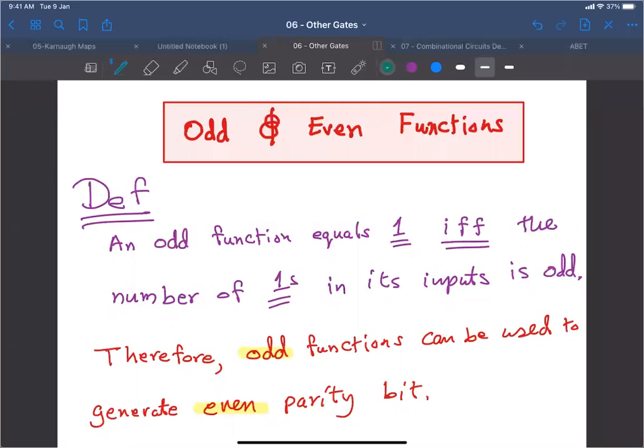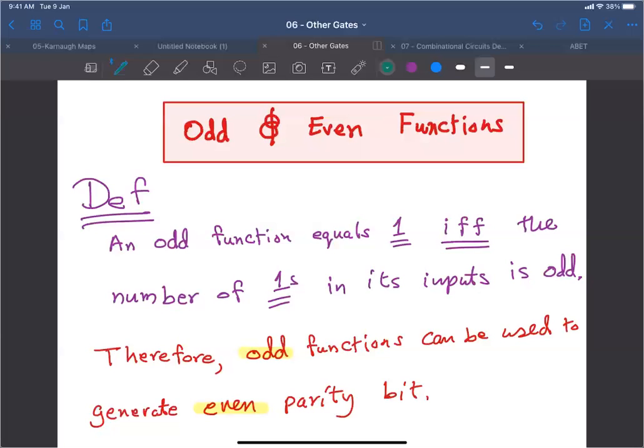An odd function. Boolean functions usually are very easy to define because they are either 0 or 1, so we can define them by identifying the ones of the function. An odd function equals 1 if and only if the number of ones in the input is odd. So you have an odd number of ones in the input, and the output becomes 1. So the total number of ones of the inputs plus the output is even, because odd plus 1 is even. So odd functions can be used to generate an even parity. That's the reasoning for this sentence here. So we use odd functions to generate even parity bits.